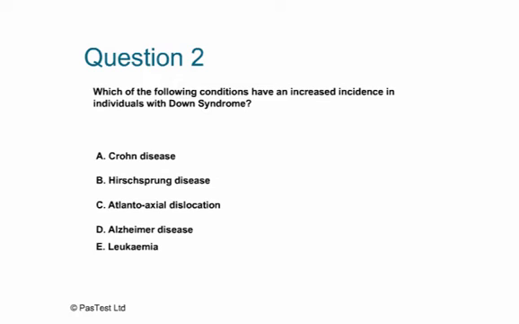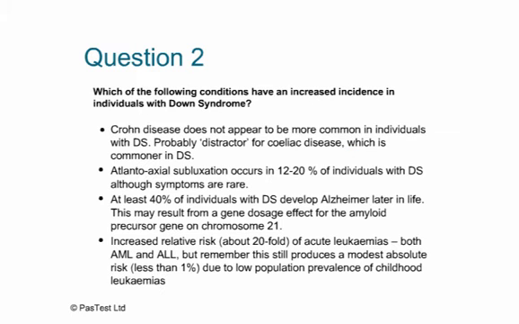Now, in this situation, B, C, D and E are all associated with Down syndrome, but A isn't. A is an example of what's called a distractor. This is an answer which looks familiar because it's a gut condition and it begins with the letter C, but is actually there to distract you away from the correct answer, which is probably celiac disease. Crohn's disease is, of course, not common in Down syndrome.